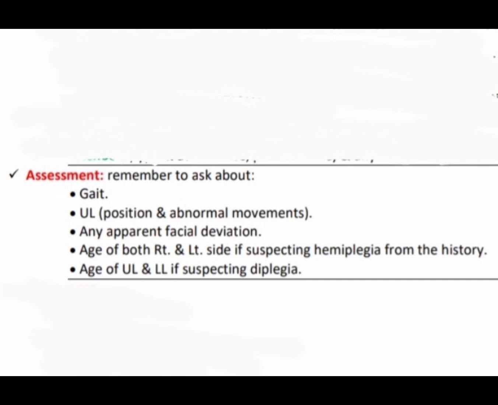Again repeating, what we ask in assessment in gross motor, especially the gait. How is the gait? Upper limb position and abnormal movements. We know that hand movement is present in Rett syndrome. Any apparent facial deviations. Power of both right and left side if suspecting hemiplegia from the history. Power of upper limb and lower limb if suspecting diplegia.